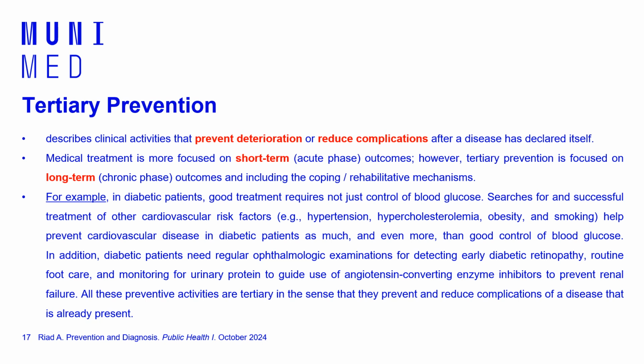the diabetic patients. We need to provide routine care for their feet as well, because diabetes can lead to neuropathy. The same also for urinary proteins and other risk factors that can indicate problems associated with diabetes mellitus. So looking at all these other diseases that could be associated with diabetes and the risk factors that can lead to these diseases, and controlling them, is the example of tertiary prevention. So tertiary prevention is oriented to long-term outcomes and chronic phases of illnesses.